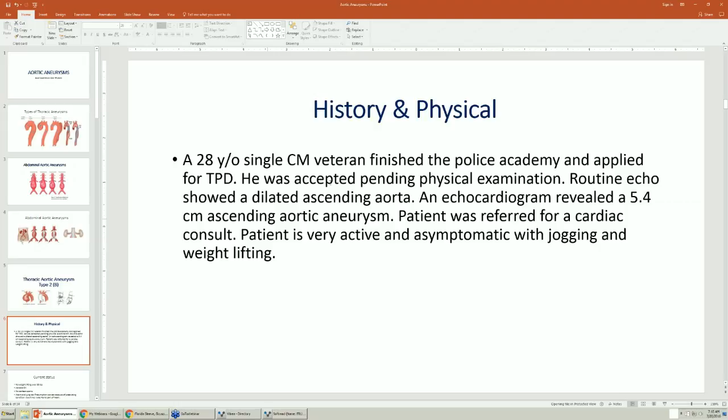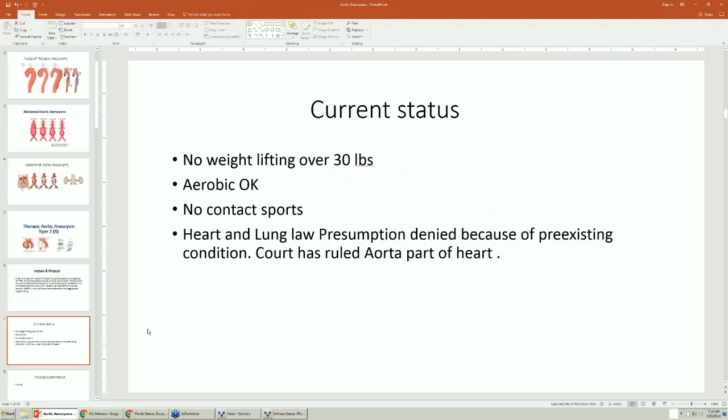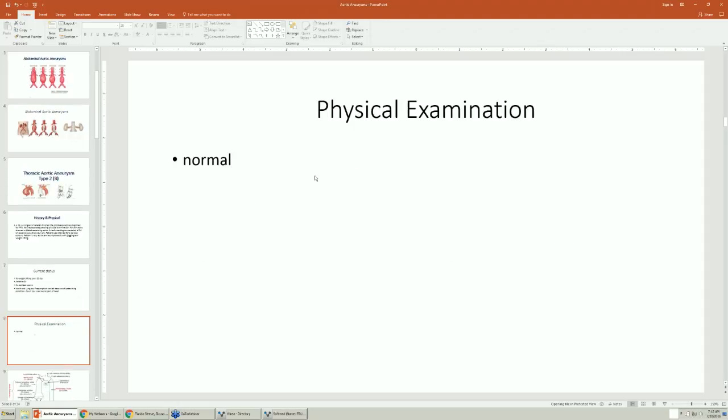Then we've been presenting a 28-year-old male who applied for the Tampa Police Department and had an echocardiogram that showed this on a routine echo. Then we talked about the restrictions and the impact of the heart and lung law currently. His physical examination was entirely normal.